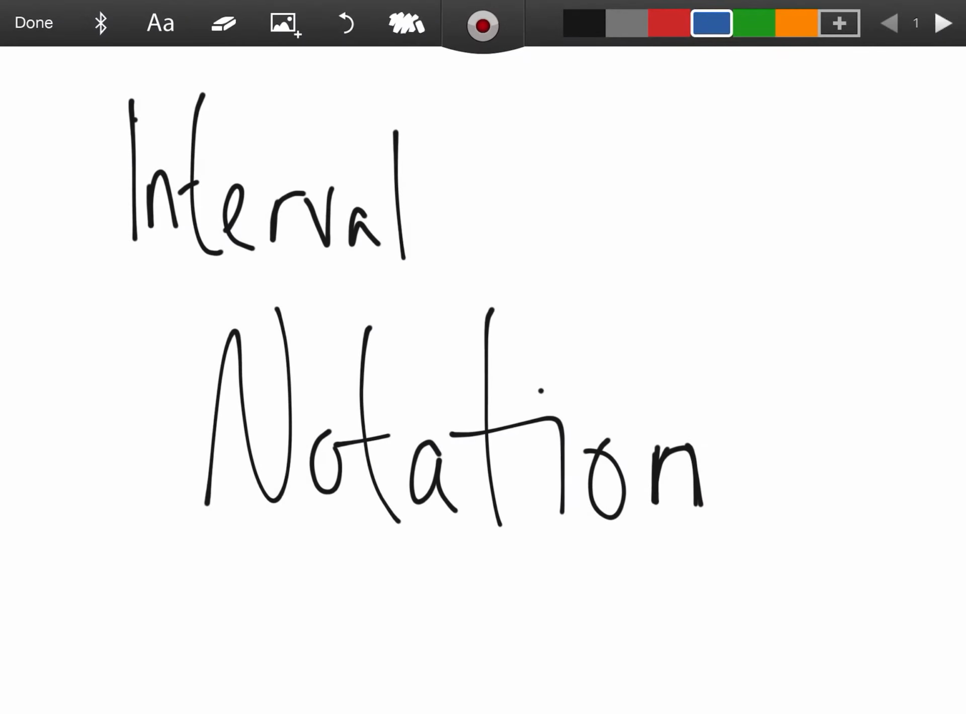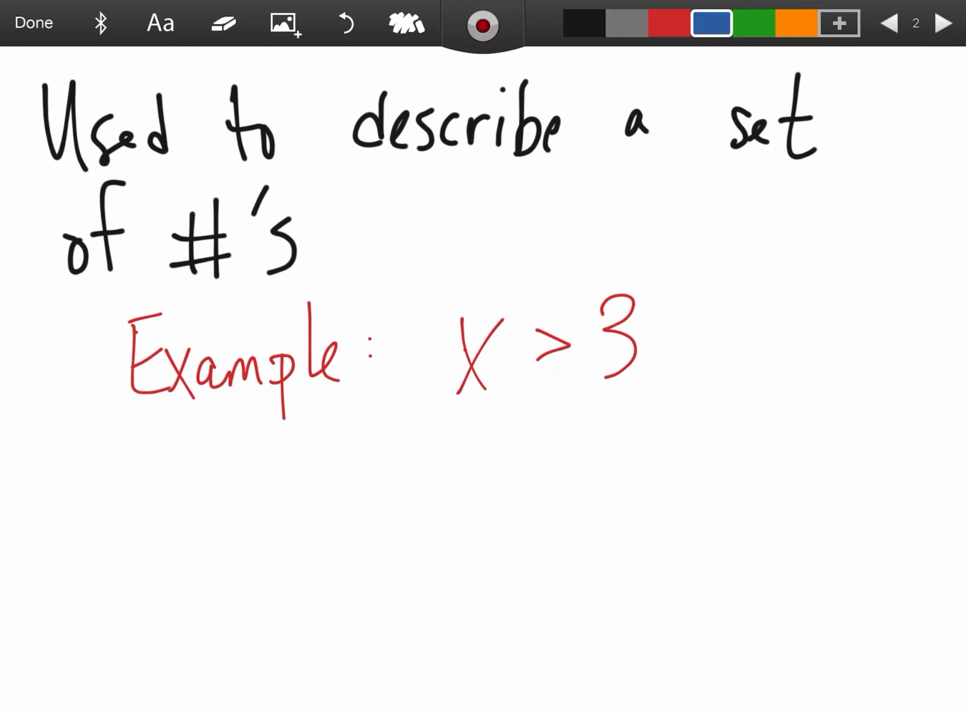This here is our first video of the year in pre-calculus. And today we're going to be talking about interval notation. So what exactly is interval notation? Interval notation is just a form that we use to describe a set of numbers. So you might be thinking to yourself, well, what is a set of numbers?